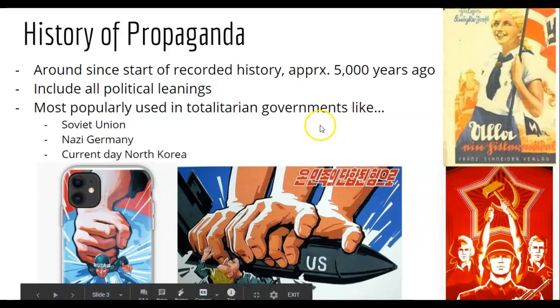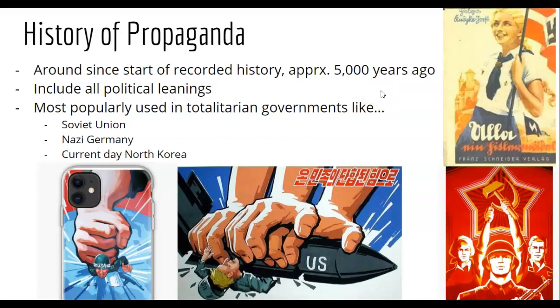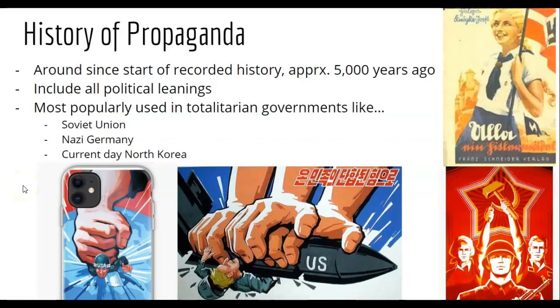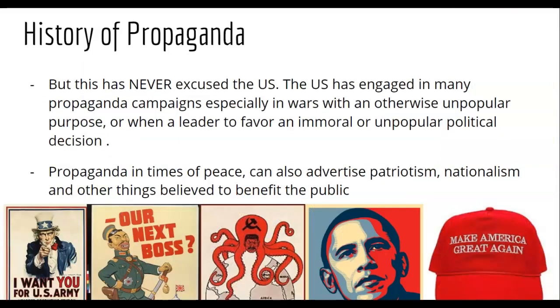And finally, two of my recent favorites. This is propaganda from current-day North Korea. We have literally hands and a bomb crushing a U.S. soldier. And this is a telephone case, which I find really funny. It is, again, a hand crushing a U.S. soldier. Now, we know the other side of the perspective is really we just don't want to be bombed. And they're a little still angry about the whole Korean War thing. I get it, but it's definitely anti-American propaganda created by the North Korean government.